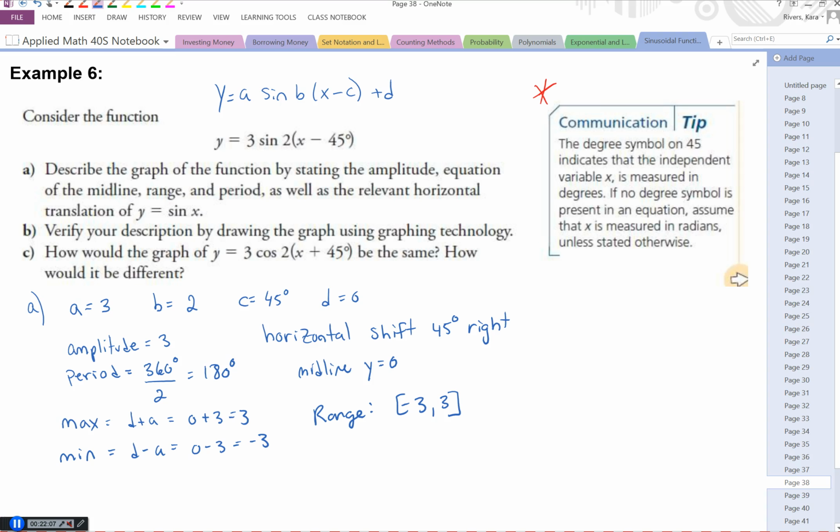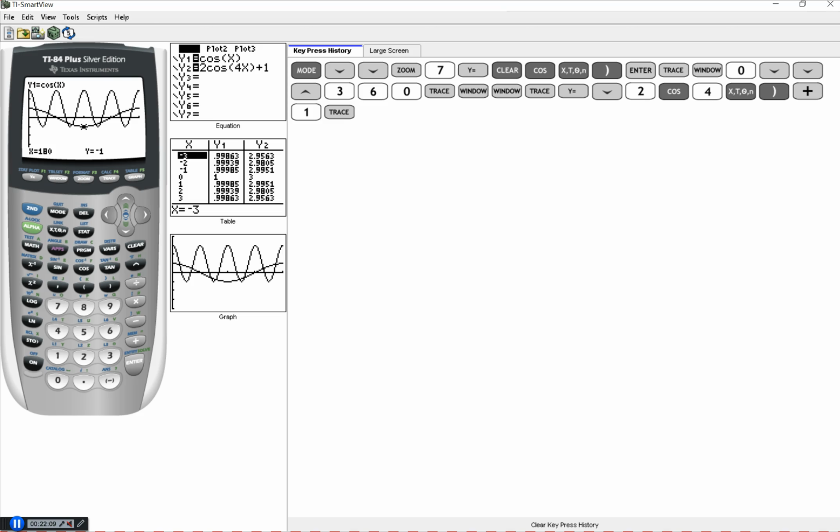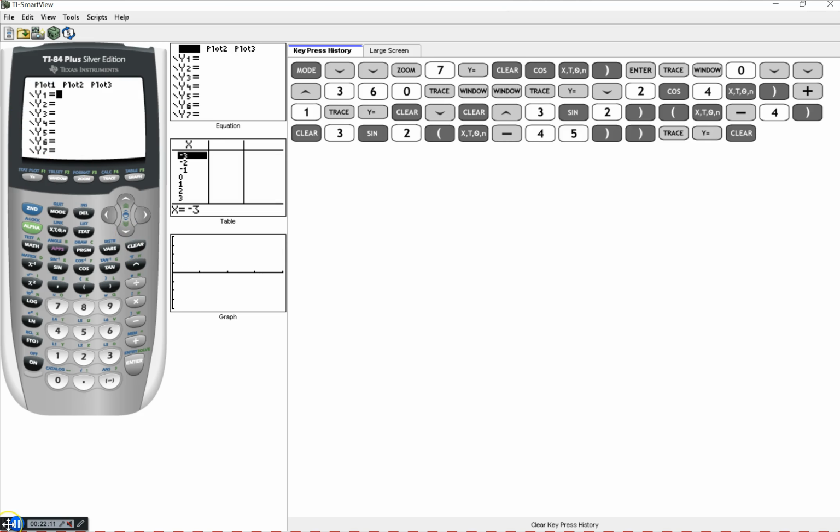Alright, so let's put this in our graphing calculator. I can clear out what I had before here. Not all of these equations are easy to put into the graphing calculator. So how do we put this one in here? So 3 sine, and now in here they've opened the brackets, so we want it outside the brackets. We're going to need a second set of brackets, so 2, then open bracket x minus 45, and close the bracket there, and then close the other set of brackets there.